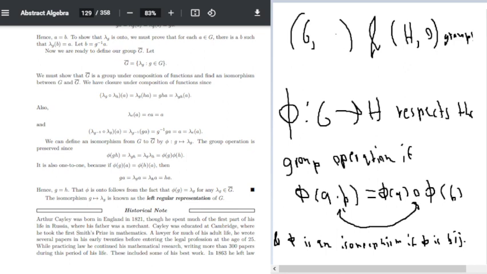We can define an isomorphism from G to G bar by phi of g is sent to lambda g. The group operation is preserved since phi of g h equals lambda g h equals lambda g lambda h equals phi of g phi of h. It is also 1 to 1 because if phi of g is equal to phi of h, then g a equals lambda g of a equals lambda h of a equals h a. Hence, g is equal to h. That phi is onto follows from the fact that phi of g equals lambda g for any lambda g in G bar. The isomorphism g goes to lambda g is known as the left regular representation of G.